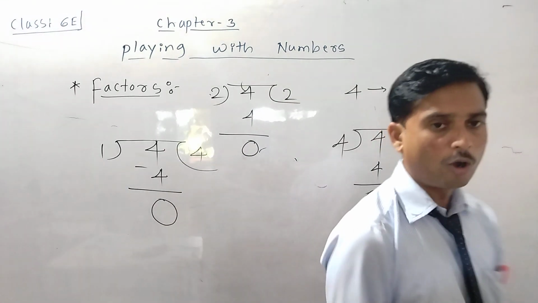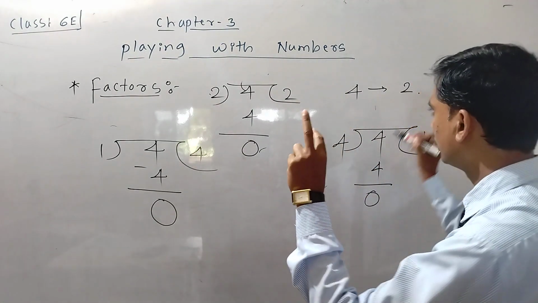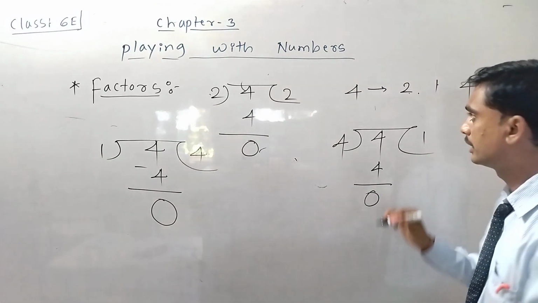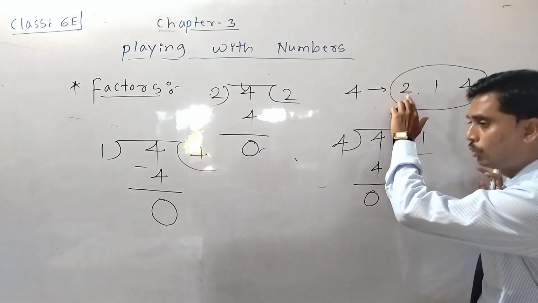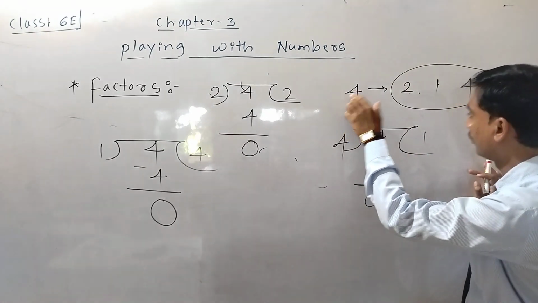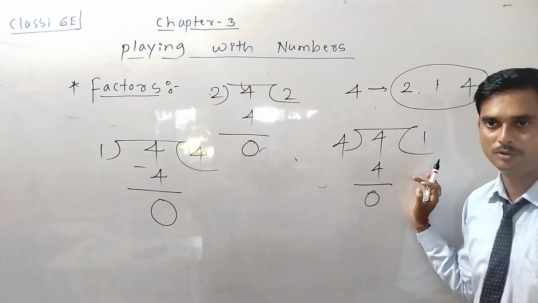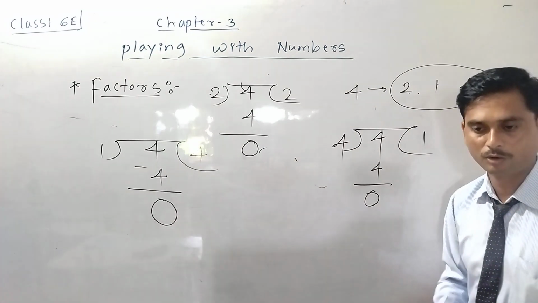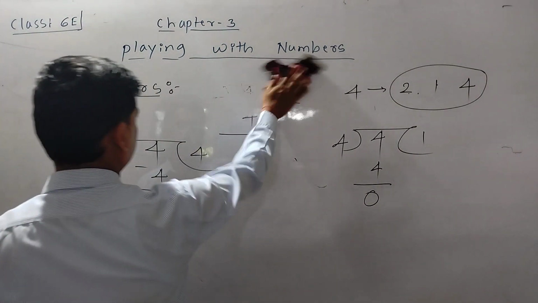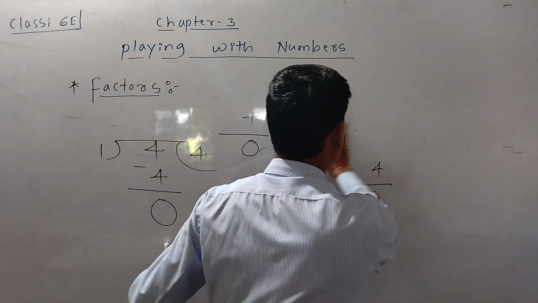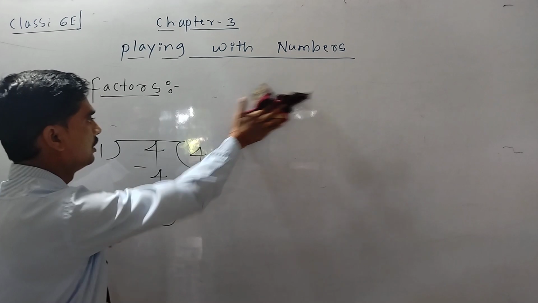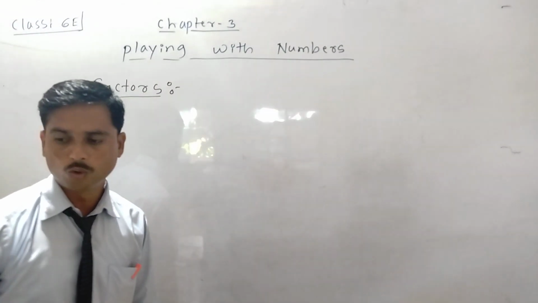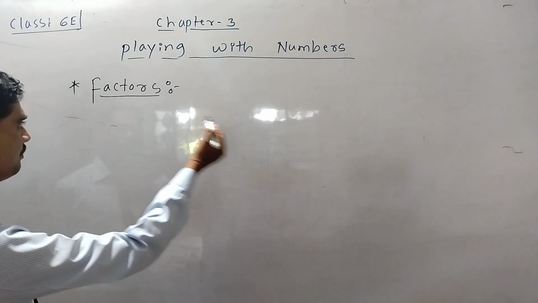Then tell me, how many factors does 4 have? Total 1, 2 and 4. So 4 has 3 factors, because 2's table also has 4, 1's table also has 4, and 4's table also has 4. This is the method you have to use to search for the factors of a given number. These are the factors of 4: 1, 2 and 4.